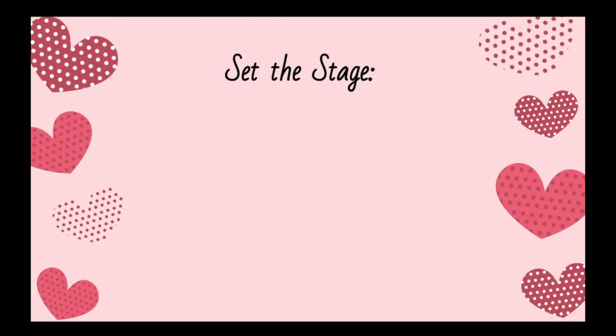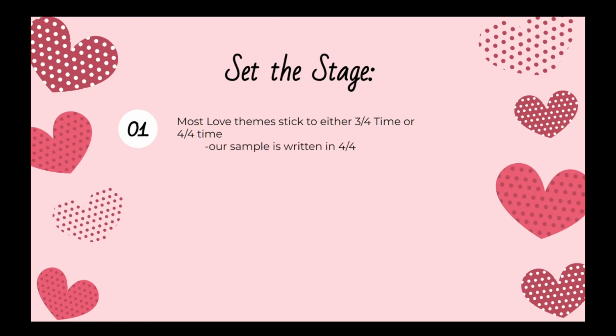So, first off, we want to set the stage for our theme, meaning that we want to select an appropriate tempo and time signature. Now, typically, most love themes are going to be written in simple meter, either 3/4 time or 4/4 time. For this theme, I stuck with 4/4. Next, the tempo will typically be on the slower side, somewhere around 70 to 90 beats per minute. And for this theme, I decided to stick to 75 BPM.